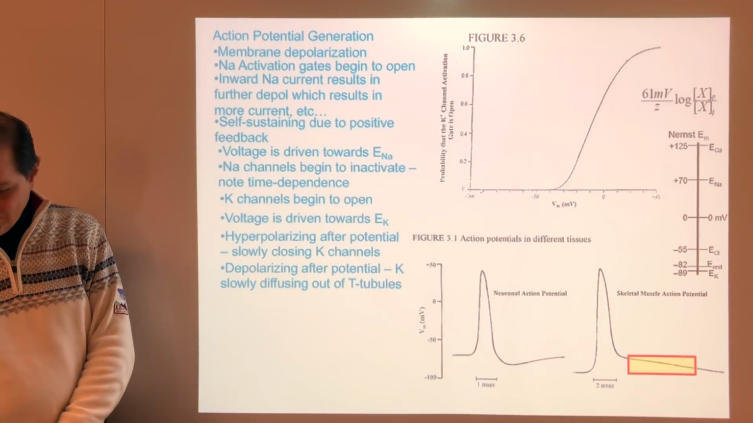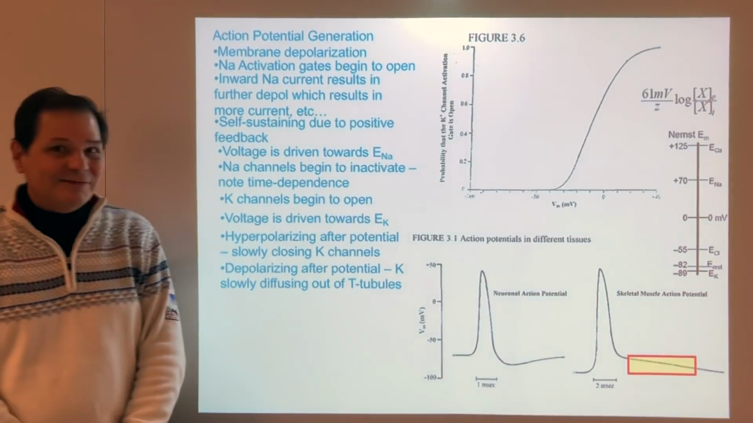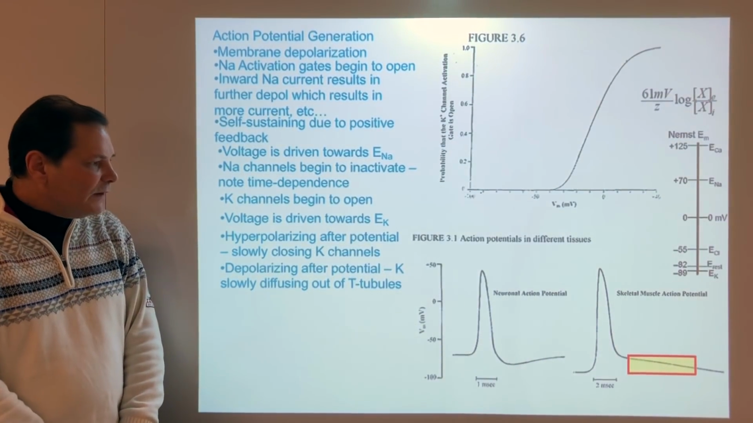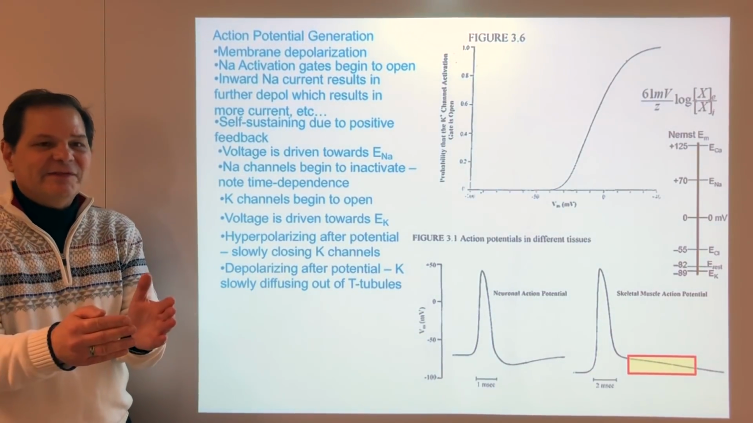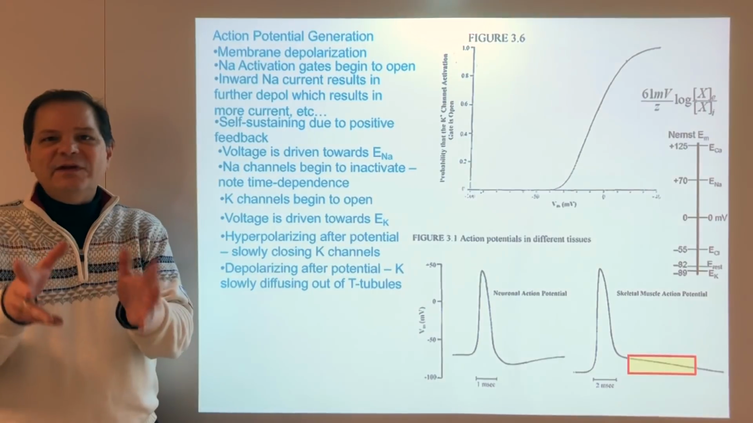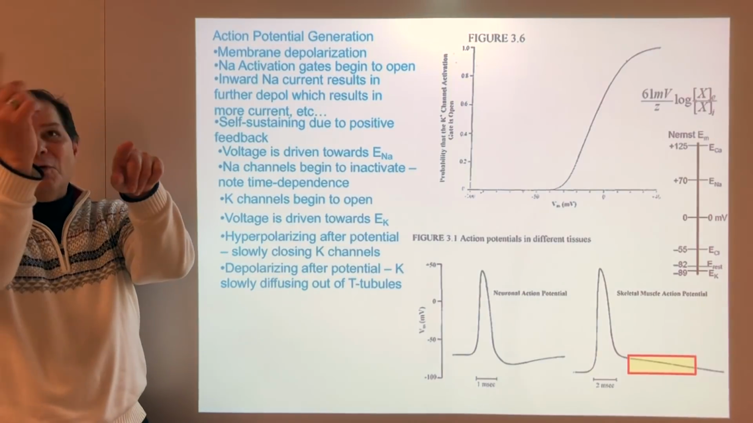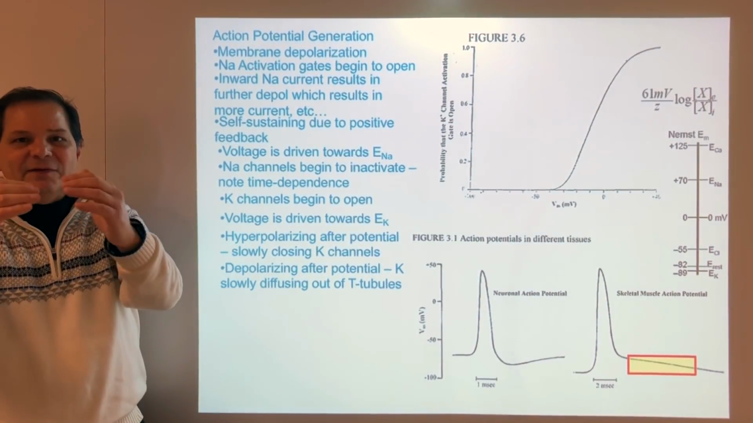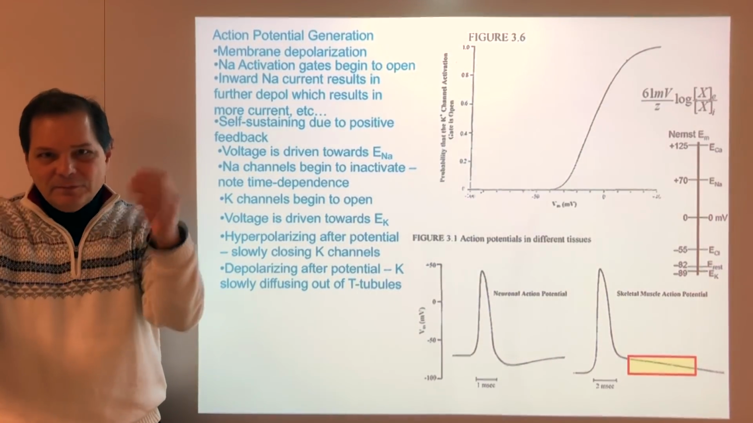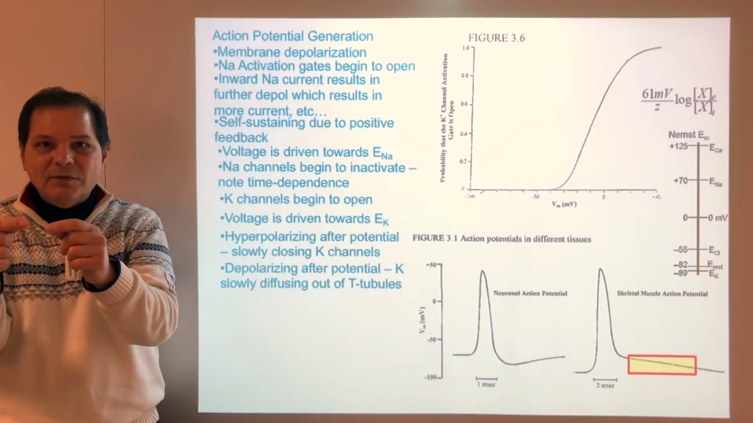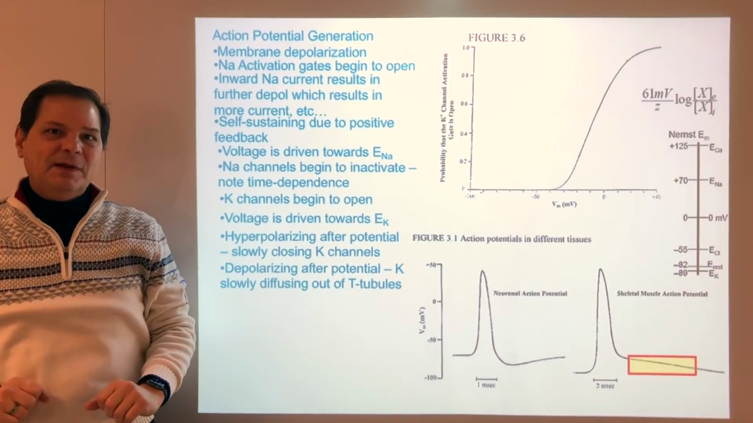And then you get a depolarizing after potential in skeletal muscle. This is due to a different reason. When potassium exits skeletal muscle membranes, it exits into the T-tubule. Now for our purposes, the T-tubule is basically extracellular space. It's just this tube that dips down into the cell, but it's open to the extracellular space. So the potassium's going out into the T-tubule. But the problem is that if it's going out into the T-tubule and the T-tubule's deep within the myofibril, it takes a while for that potassium to diffuse out of the T-tubule and into the extracellular space.